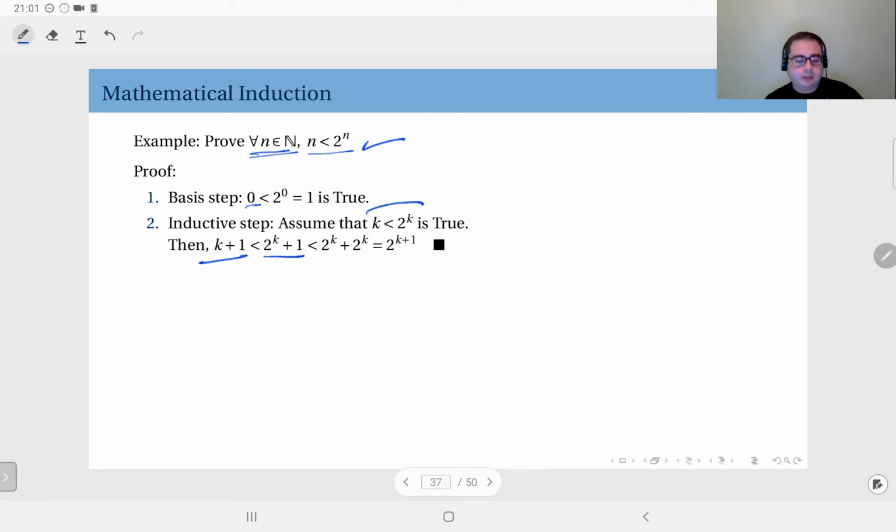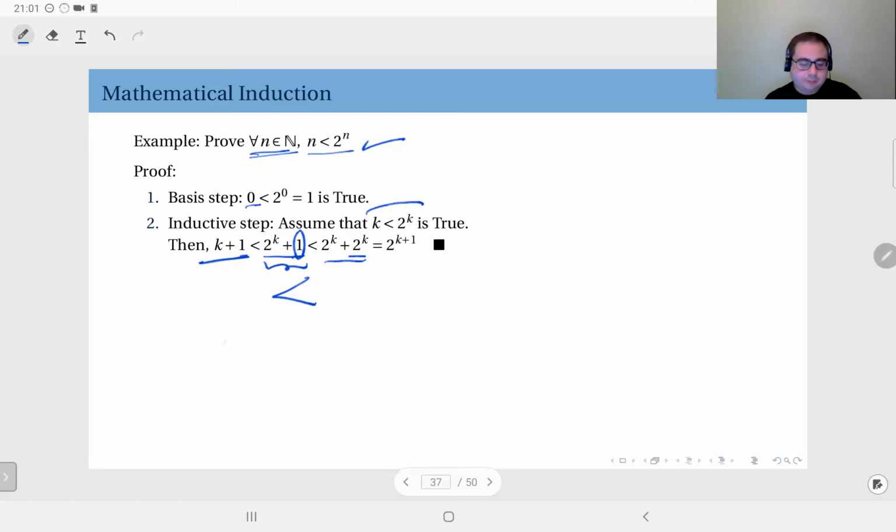Okay, so this 1 here, if I replace it with 2 to the power k, it's obvious that 2 to the power k for any k greater than 0 is greater than 1. Okay, so if I replace this 1 here with 2 to the power k, this amount is going to become even larger. So this inequality here is going to be preserved. Therefore, k plus 1 is really less than 2 to the power k plus 2 to the power k, which makes 2 times 2 to the power k, which is equal to 2 to the power k plus 1.